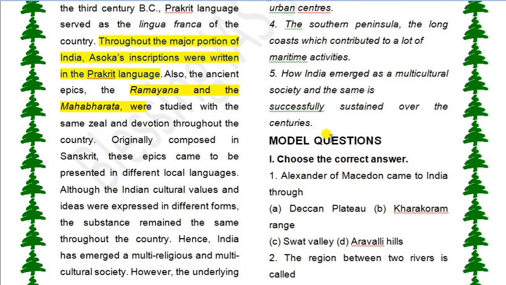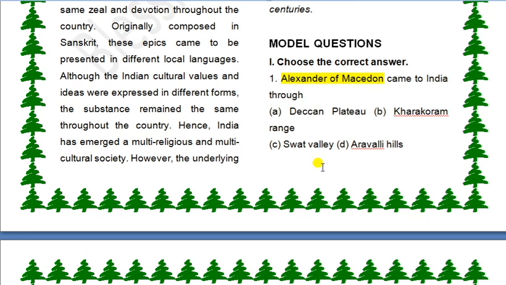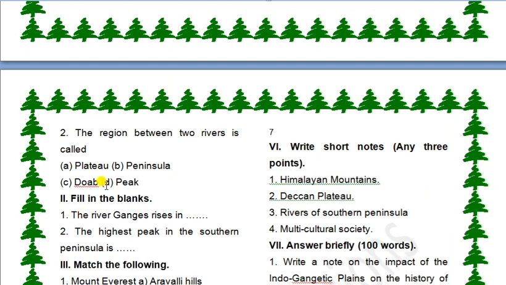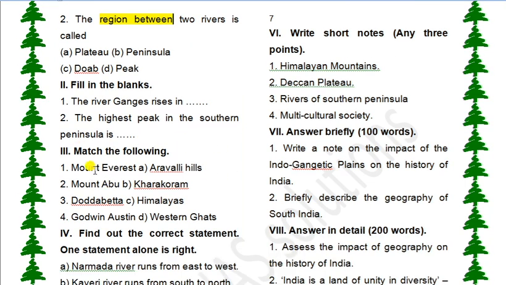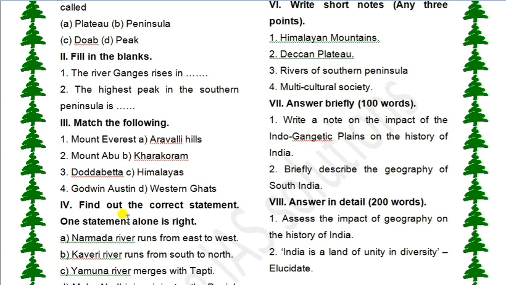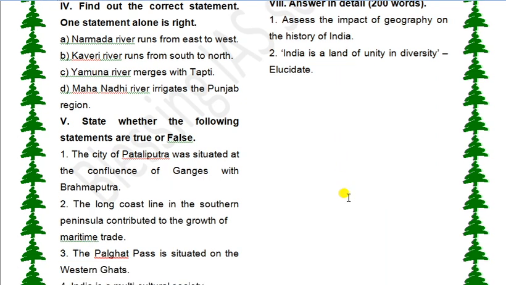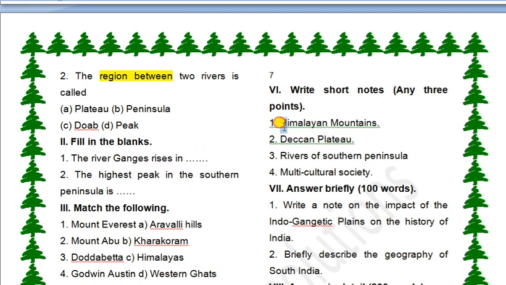And I leave some model questions. Alexander of Macedon came to India through which of these passes and valleys, and the region between two rivers is called what. Fill in the blanks: the river Ganges rises in dash, the highest peak in the southern peninsula is dash. And I leave some match the following, and find out the correct statement. State whether the following statements are true or false, and write short notes on Himalaya mountain, Deccan plateau, rivers of the southern peninsula, and multicultural society.